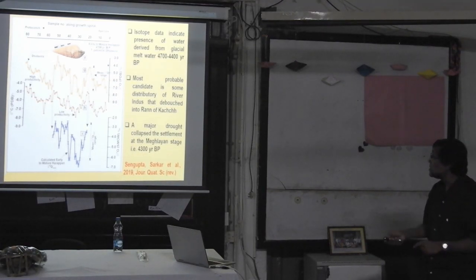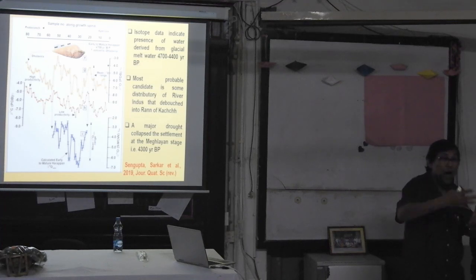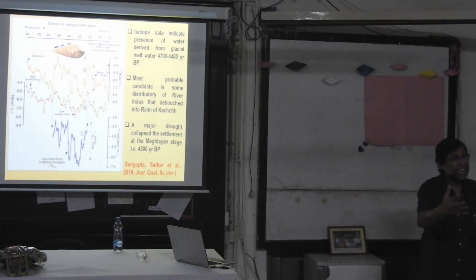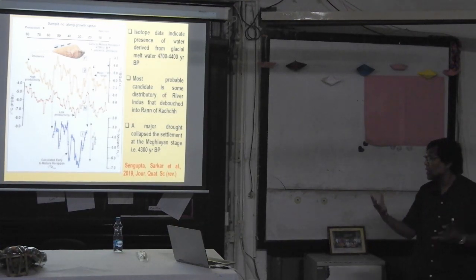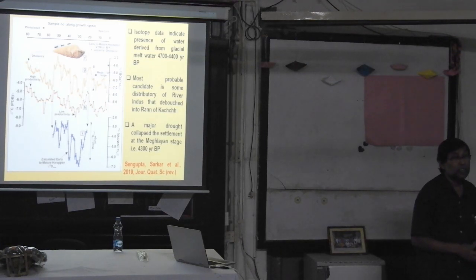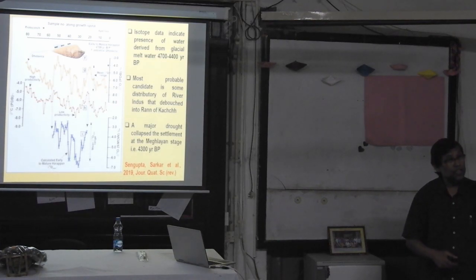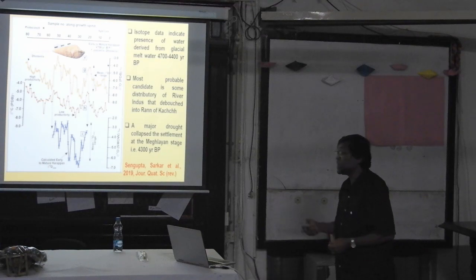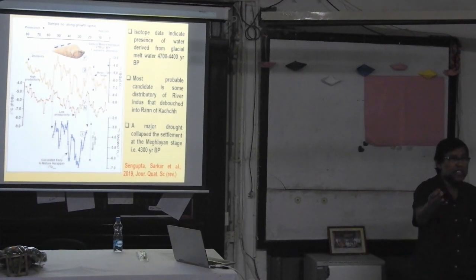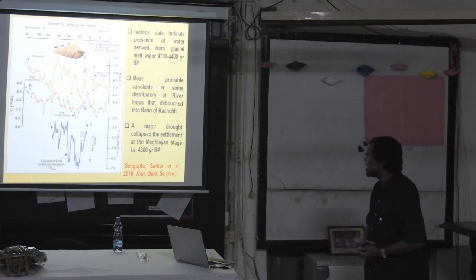Okay? And if the Nara River or Saraswati River, or whatever river you say, was debouching into the Rann of Kutch, if it was creating some kind of embryonic delta or a mangrove, and if the Telescopium telescopium were growing there, there is every possibility that those gastropod carbonates were also recording the oxygen isotopic composition of those glacial meltwaters. Okay? So the most probable candidate, as we say, is some distributary of the river Indus. Every river has a distributary, right? When you have a delta, a distributary of the river Indus that debouched into the Rann of Kutch.